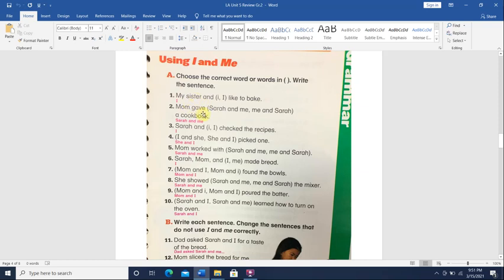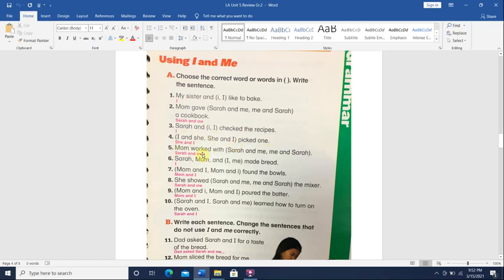Mom gave Sarah and me, or me and Sarah? No, Sarah and me. You must mention the other person first and then mention yourself. Mom gave Sarah and me a cookbook. Sarah and I, with a capital letter, checked the recipes. I and she and I picked one? No, she and I. You must mention her first and then mention yourself.